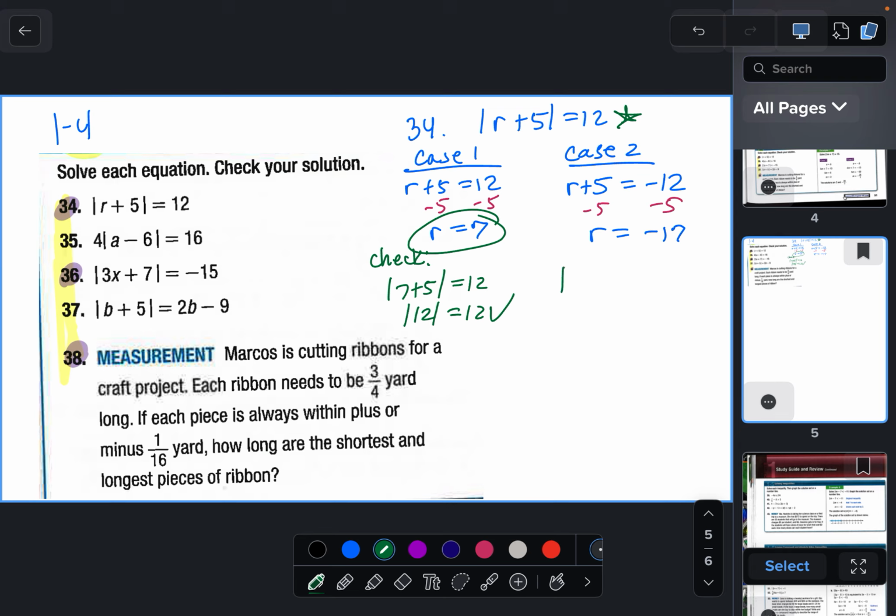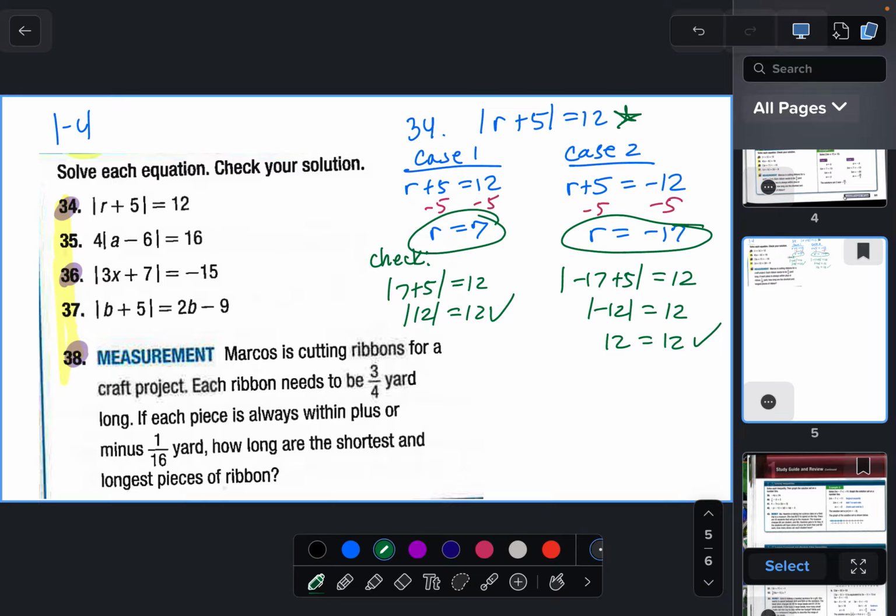So we get the absolute value of negative 17 plus 5. Does that equal 12? Well, that's the absolute value of negative 12. And when we do the absolute value of that final answer, it makes it positive. So 12 does equal 12. Bam, that one works. Now, sometimes one case works and one doesn't. Sometimes they both work. Sometimes neither of them works. Just depends upon the situation. So for problems 34 through 38, you have to have 2 cases. Okay. Are there any questions about 34 before we move on to 36?